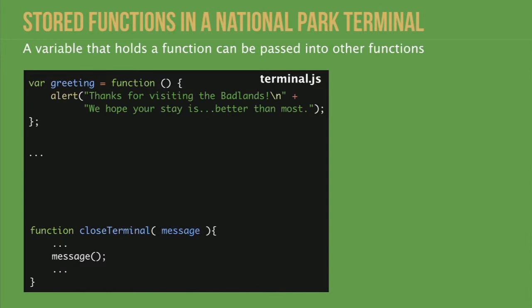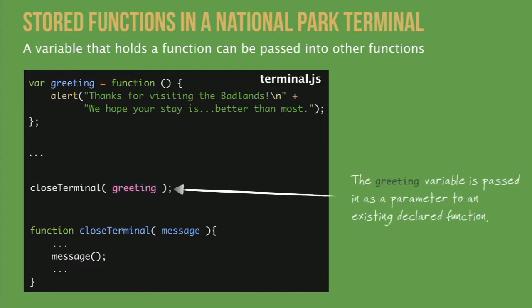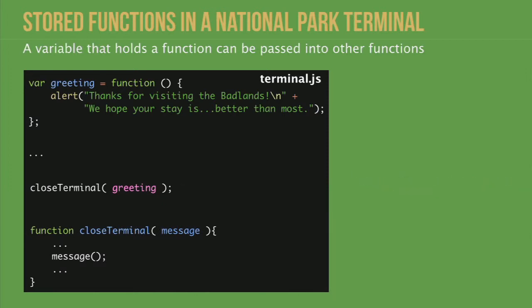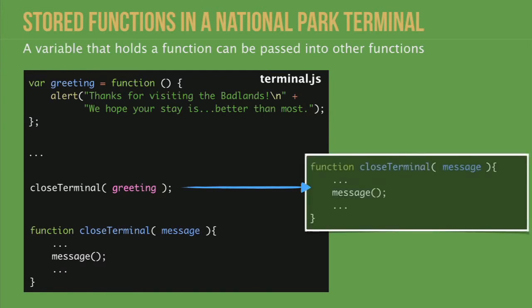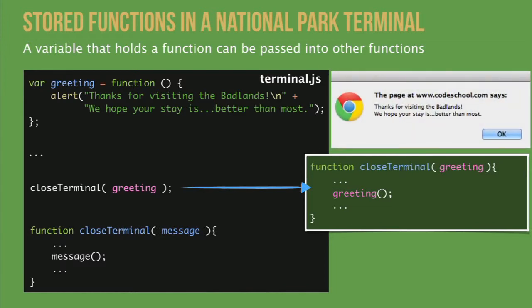Later on in our file, after our customer has perhaps interacted in some other ways with the terminal, the closeTerminal function will be called, and you can see that we've passed greeting into closeTerminal. So let's take a look at what happens when we pass greeting to closeTerminal. Well, the message parameter becomes the greeting variable. And then inside closeTerminal, the function that's in greeting gets called. Then we would get the alert message, thanks for visiting the Badlands, we hope your stay is better than most.